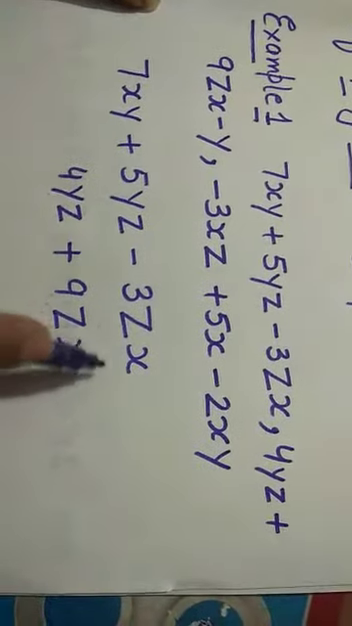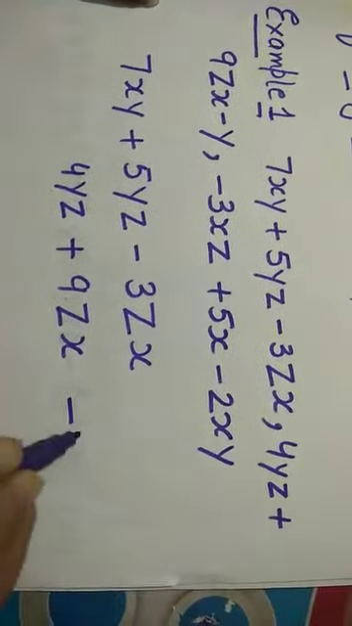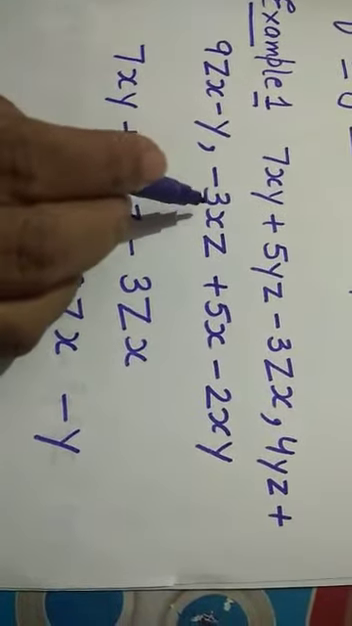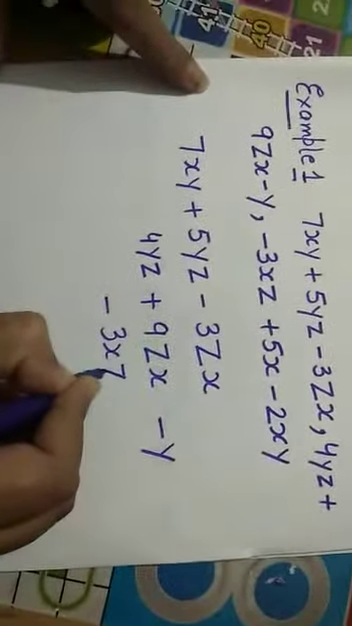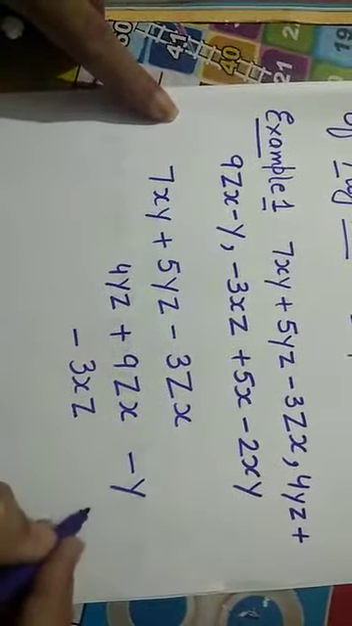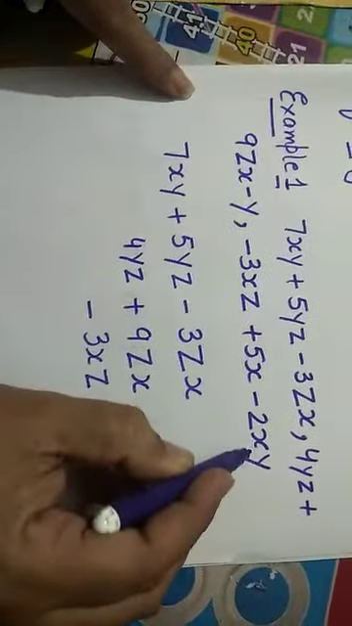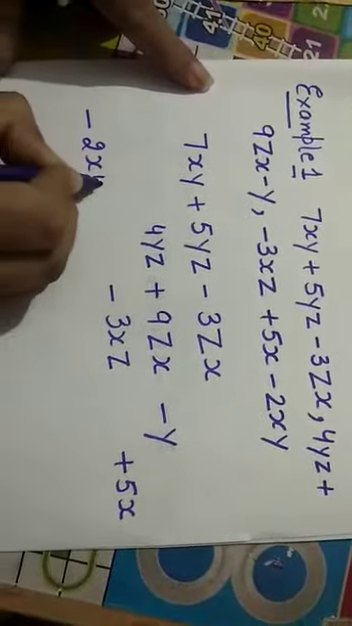Now the third one we have minus y. So there is no term which is having variable y, so we'll write it separately, minus y. Now next, this is minus 3xz, so we'll be writing this one here, minus 3xz. Next we have minus 2xy, so again this one also we have to write separately, minus 2xy.